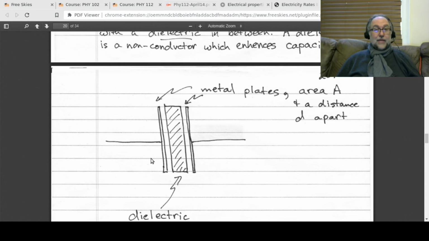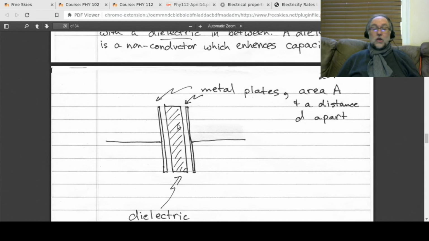And we're looking at this on the side. So what you're seeing here, this right here, is one metal plate. Because you're looking at the side, you just see a line there like this. But it's a plate. And we have another plate on the other side. They're like that. So they're the two parallel plates.